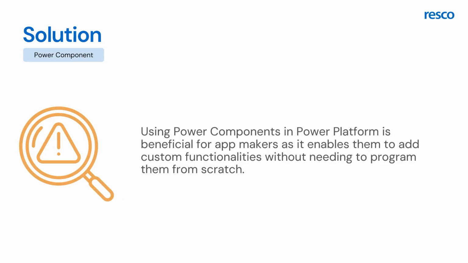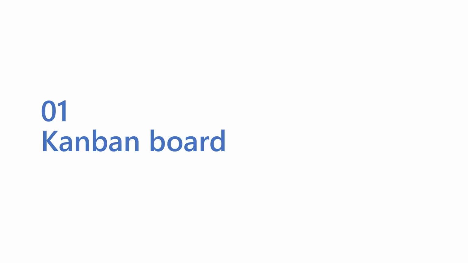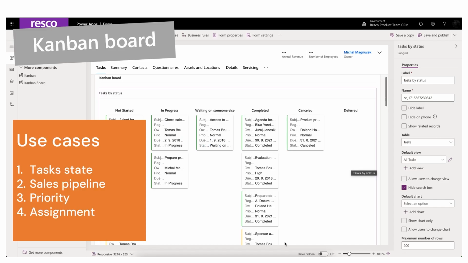We decided that we will create a solution package that includes a couple of components, and we will continuously develop them, adding new features, adding new components, and continuously support them. In this way, we will be able to help you build applications faster with higher productivity. So let's start with the first component. It is a Kanban board.